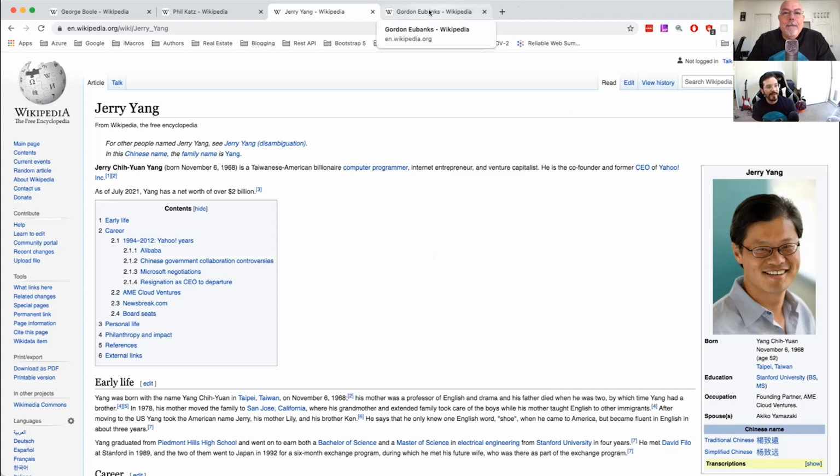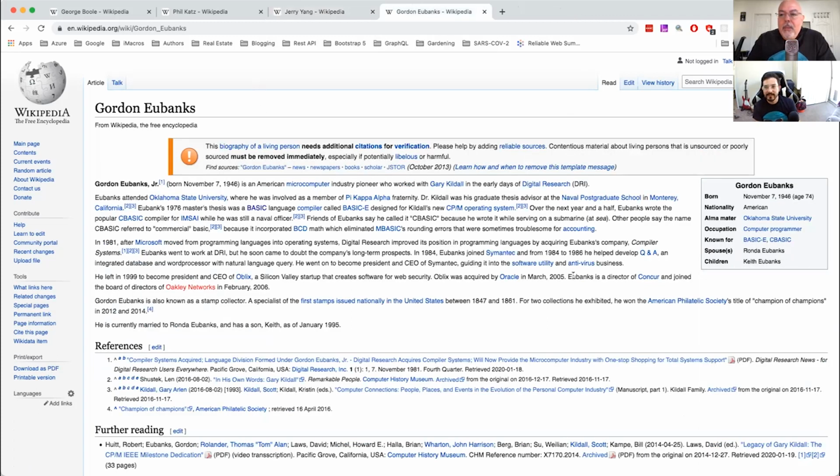All right. Next up, we have Gordon Eubanks. Not related to Bob Eubanks, right? The game show host. Who is this guy? He's known for Symantec. Yeah. He doesn't have much of an interesting story other than the fact that he was a CEO for Symantec, but Symantec has a much more interesting story.